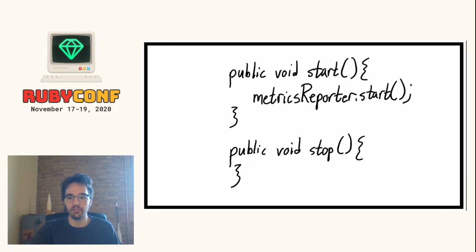We have a method that we define in order to work within the framework that's running our code called start, and another method called stop. Start sets all this up and has the metrics reporter start sending its stuff, and stop doesn't do anything because everything gets garbage collected when we get stopped anyway.